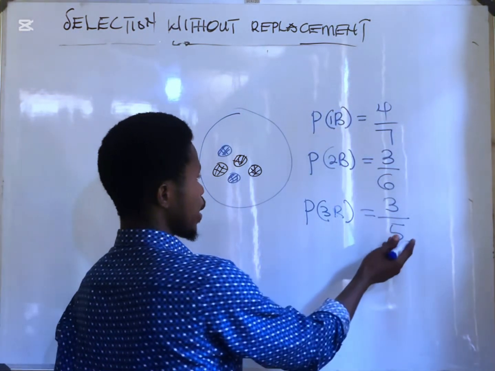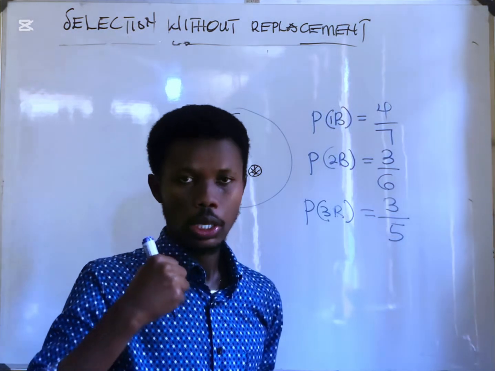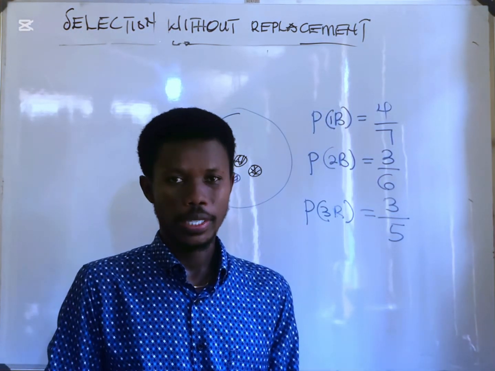So here it will affect the sample space. It keeps on reducing because when you take it from the box or whatever you are taking it from, you don't put it back. So it will have effects. Is that okay?